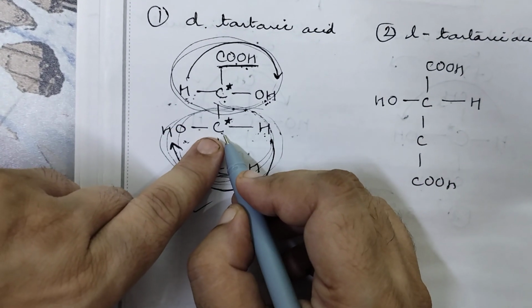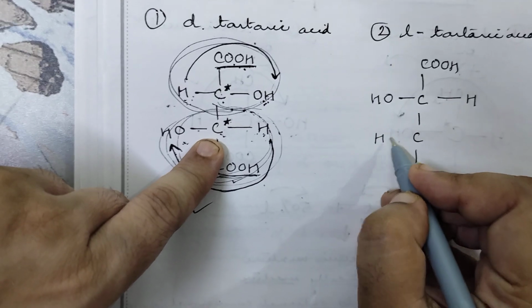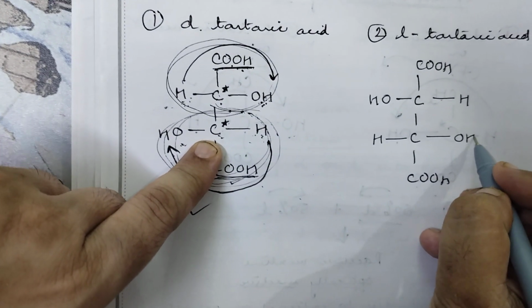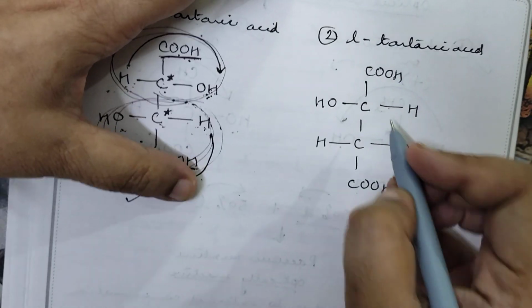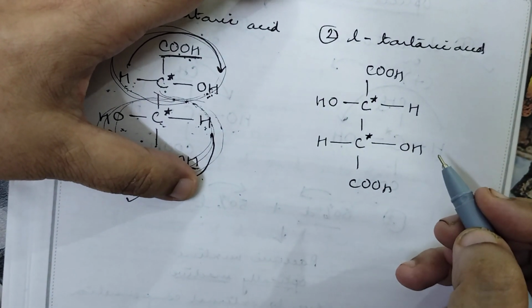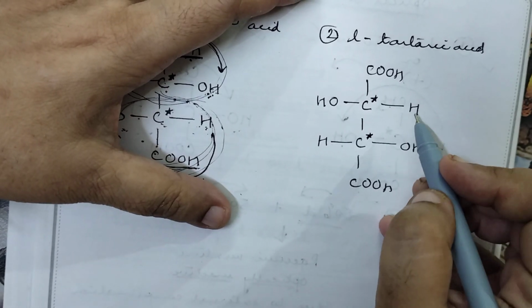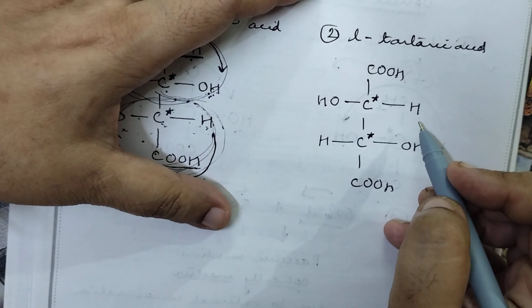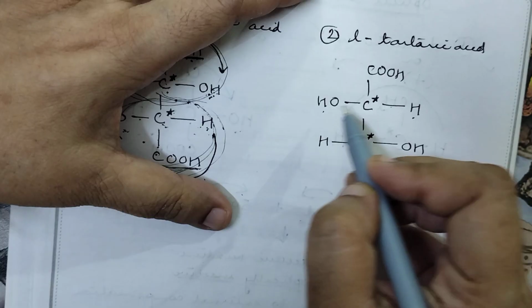And similarly interchange the position, hydrogen on the left hand side, hydroxyl on the right hand side. So this carbon is asymmetric, this carbon is asymmetric or chiral. Now you will make an arrow for direction of rotation, hydrogen to hydroxyl.